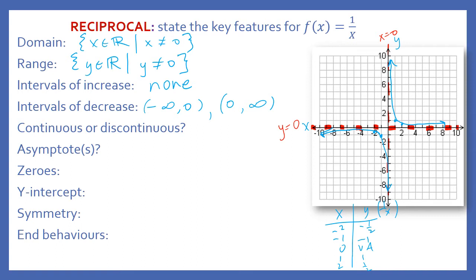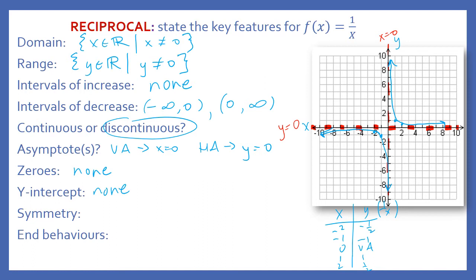Continuous or discontinuous, obviously there is a gap in my function, discontinuous. Asymptotes, there are 2. Vertical asymptote, x equals 0, horizontal asymptote, y equals 0. Zeros, there are none. Y-intercept, there are none.